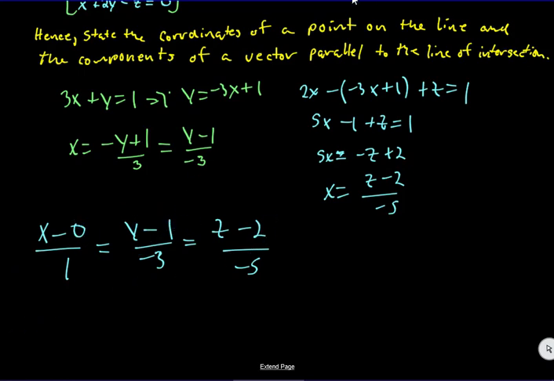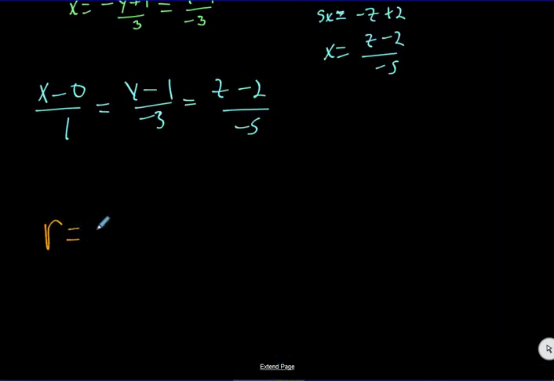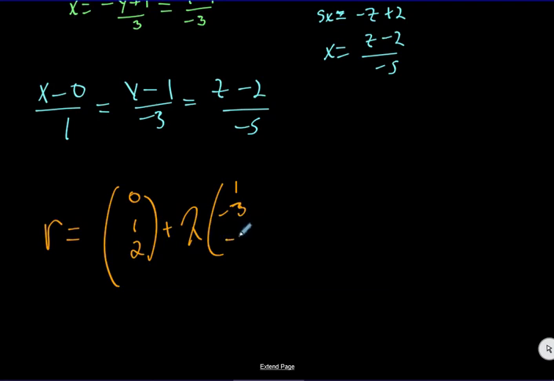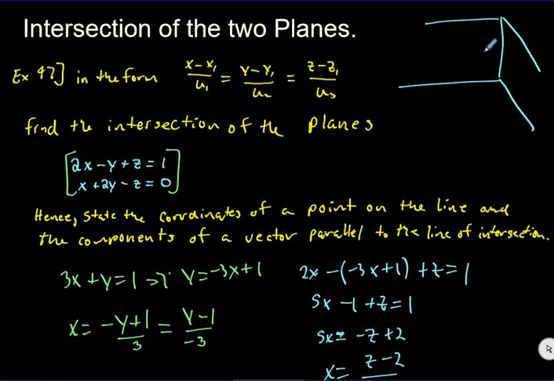So I can write my vector equation r. My vector equation goes through the point (0, 1, 2) and has the direction vector (1, -3, -5), and these are the components of the vector equation of the line that is the intersection of the two planes.